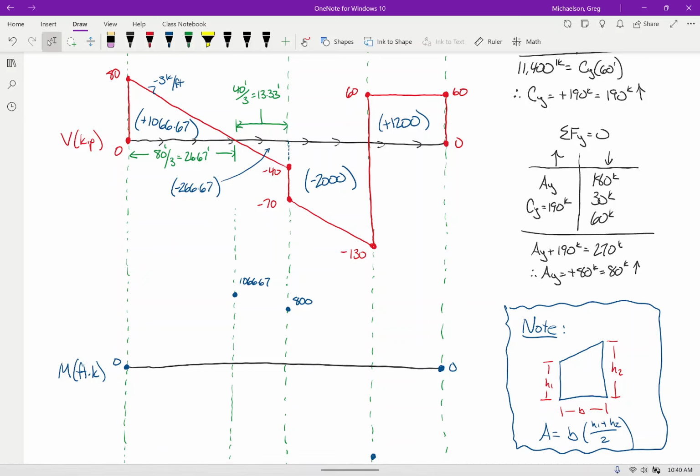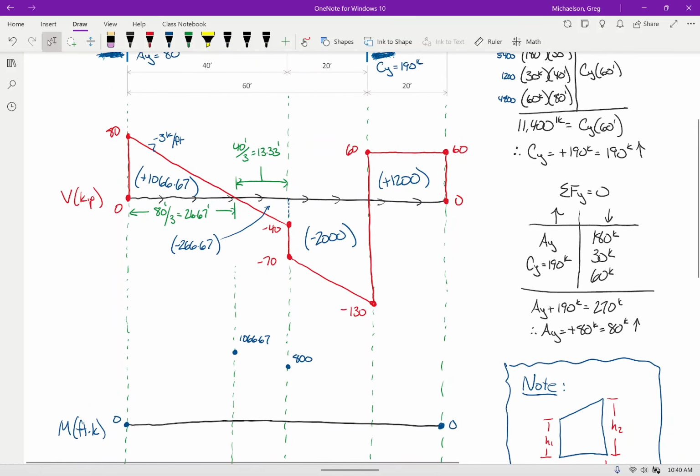Okay. Now, here's my question. This is 0, and this is what? 1066.67. Is it going to look like option 1 or is it going to look like option 2? 1, right? 1, because negative parabola, right?